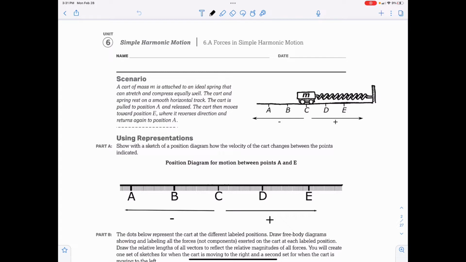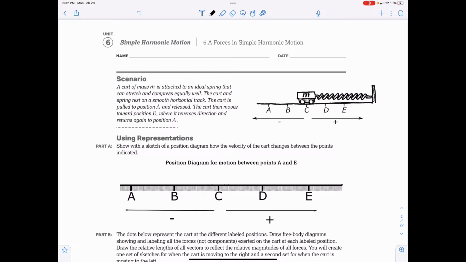Activity A, Forces in Simple Harmonic Motion. Read the scenario along with me. A cart of mass m is attached to an ideal spring that can stretch and compress equally well. The cart and the spring rest on a smooth horizontal track. The cart is pulled to a position A and released. The cart then moves towards position E, where it reverses direction and returns to position A.